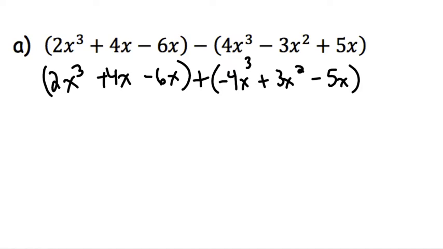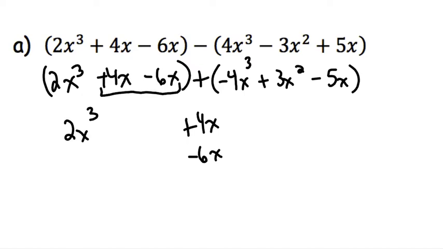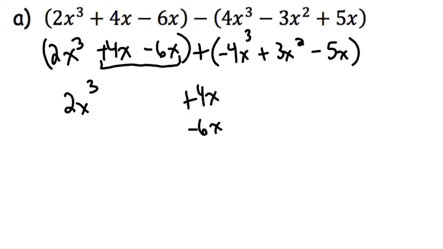Now this looks exactly the same as what we did in 2.1a, and we go through and do the same thing. So I'm going to make up my columns. I have an x to the third column. I have an x squared column with nothing in it. And then I have an x column, so plus 4x. And then I'm also going to put my minus 6x in that column, so these two will actually be in the same column, even though they are in the same set of parentheses. And again, I will be showing you a different way of doing that in another example or two.